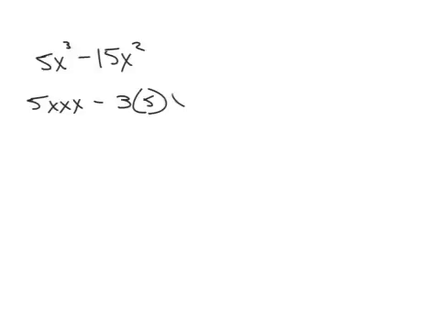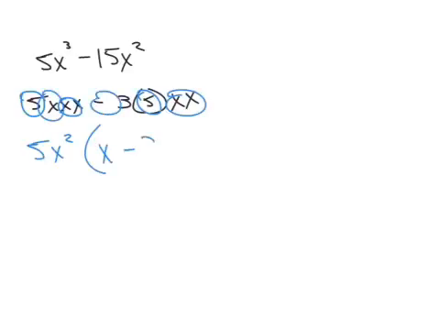So for example 4, I have 5x cubed minus 15x squared. Alright, 5x minus 3 times 5x. Alright, so what do I have in common? I have a 5 that's common and 2 x's. So I'm going to pull those out, and what I have left is that x minus that 3. Okay, and I'm done. Alright, let's look at example number 5.